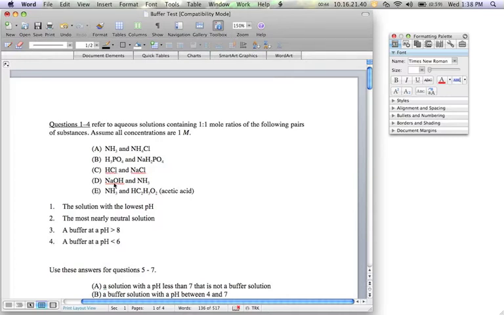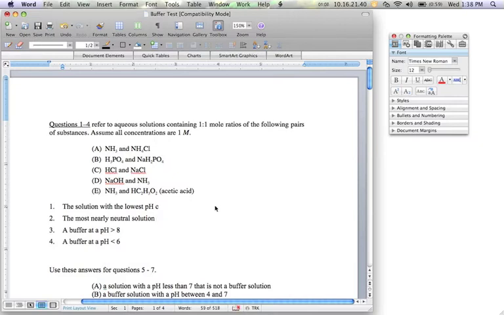NaOH is a strong base, so D's out. And then E is a weak base and a weak acid. And so they're probably going to cancel each other out and have a pretty neutral pH. So the only one that had a strong acid for a low pH is going to be letter C. So that's going to be our answer choice there.